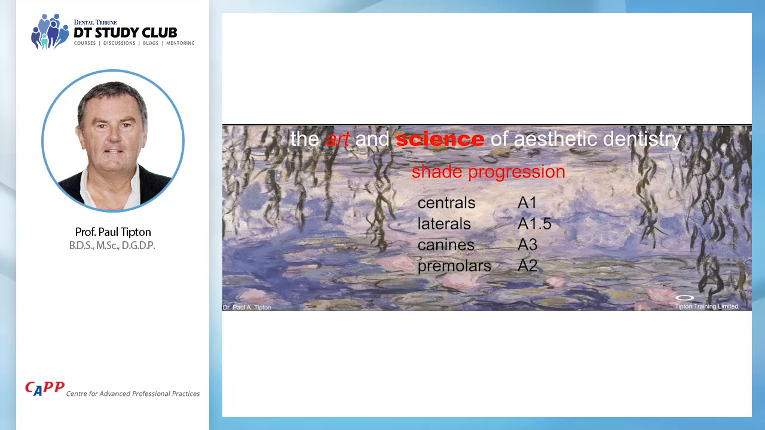If we don't want anything quite as natural as that, then maybe we have the centrals and laterals at A1.